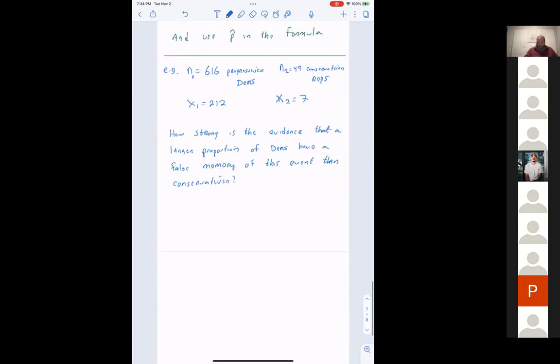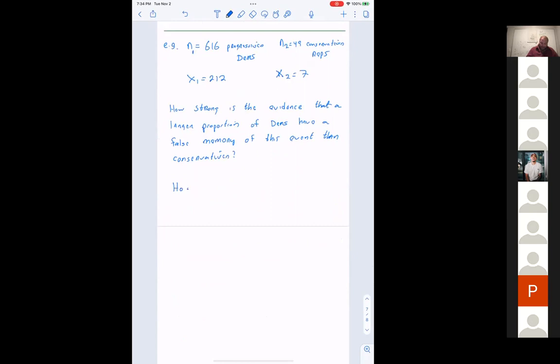Okay, so if progressives did not have, if a larger proportion of Democrats did not have a false memory of this event, what would the null hypothesis be? We're trying to test something. So what would the null hypothesis be?